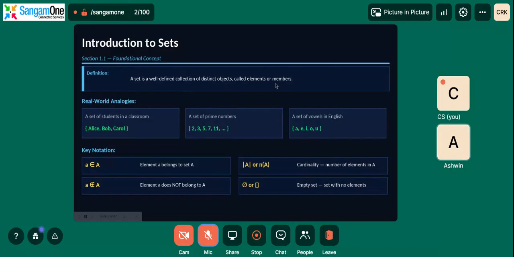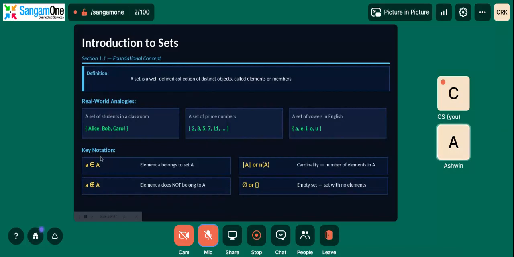called elements or members. The real world analogy examples are a set of students in a classroom: Alice, Bob, Carol. A set of prime numbers 2, 3, 5, 7, 11, etc. A set of vowels in English A, E, I, O, U, which is included in flower brackets. A set is defined by flower brackets, beginning the flower bracket, ending the flower bracket, and elements in it or no elements.